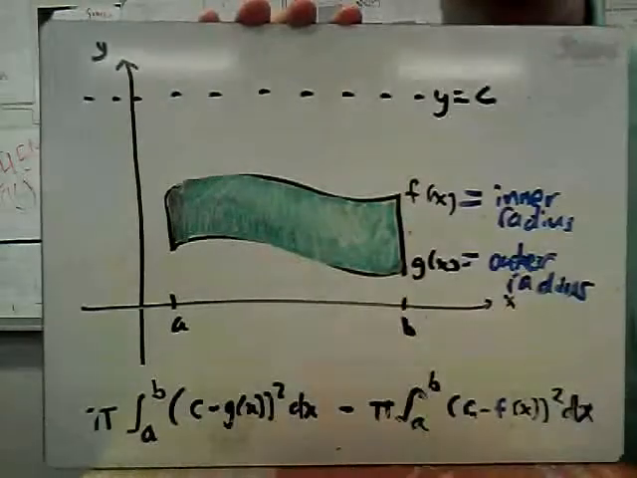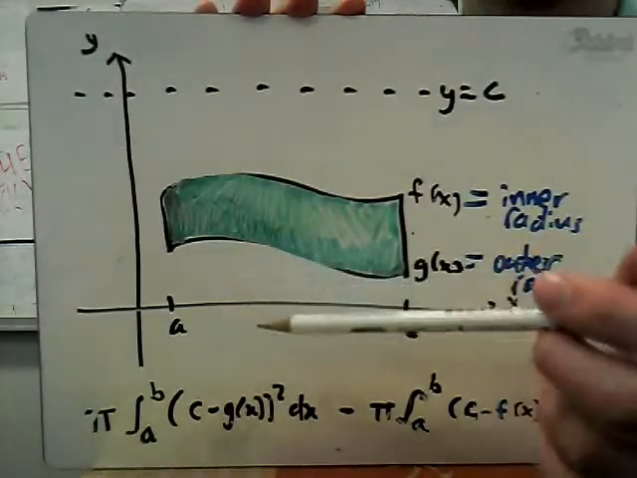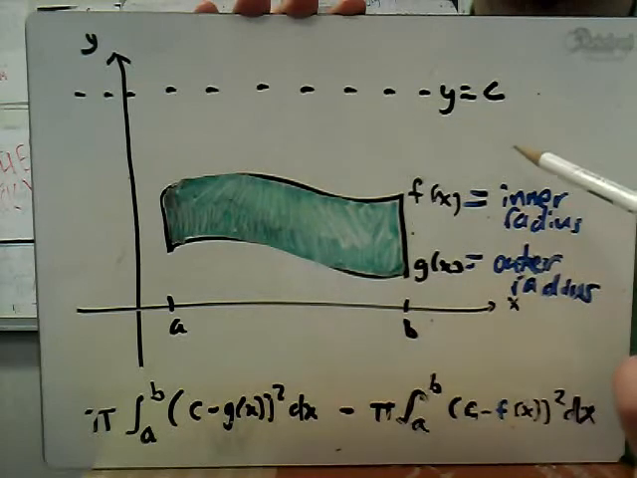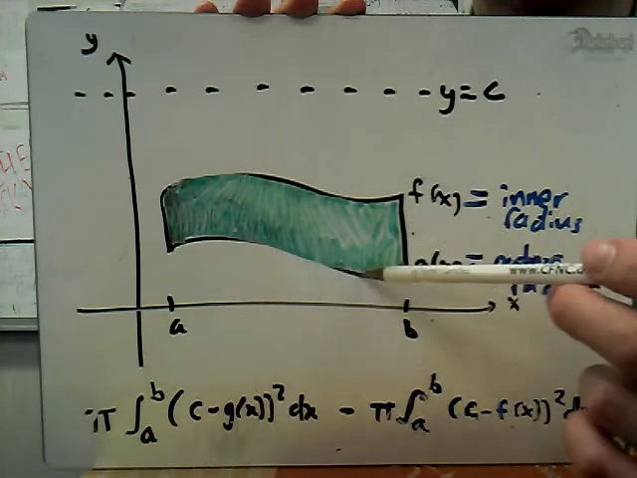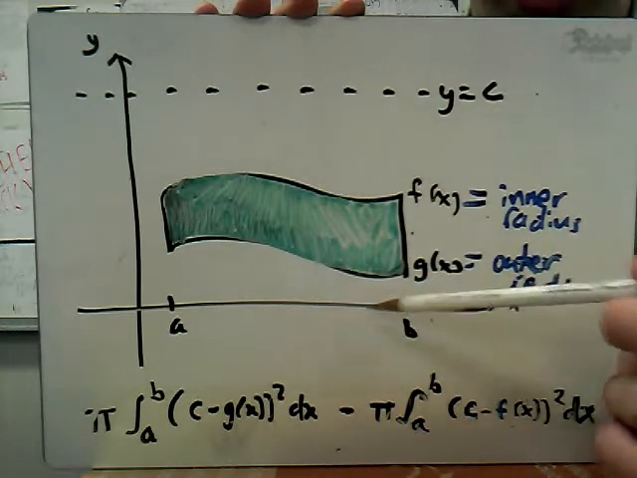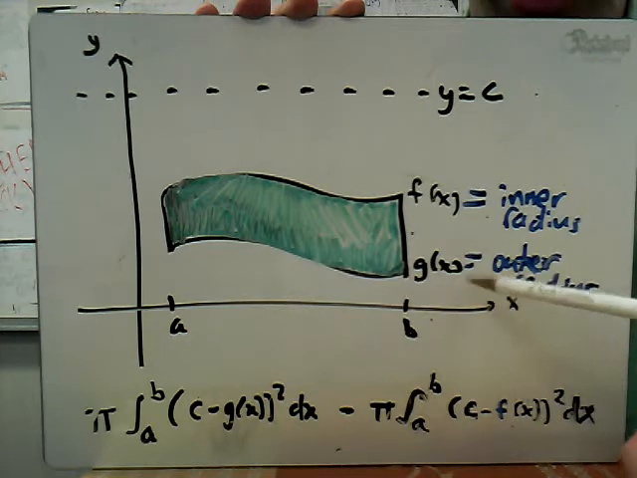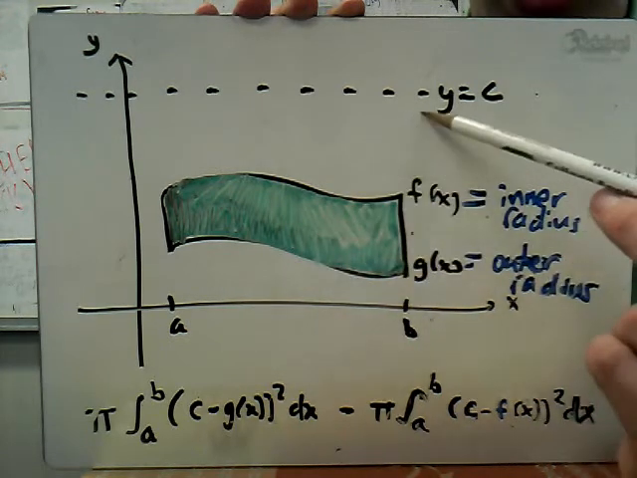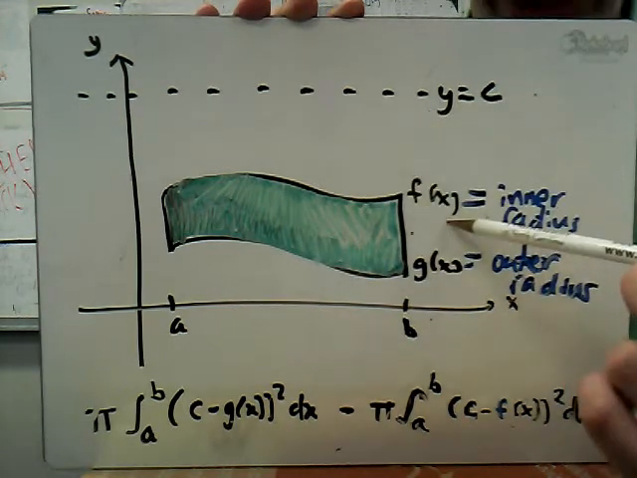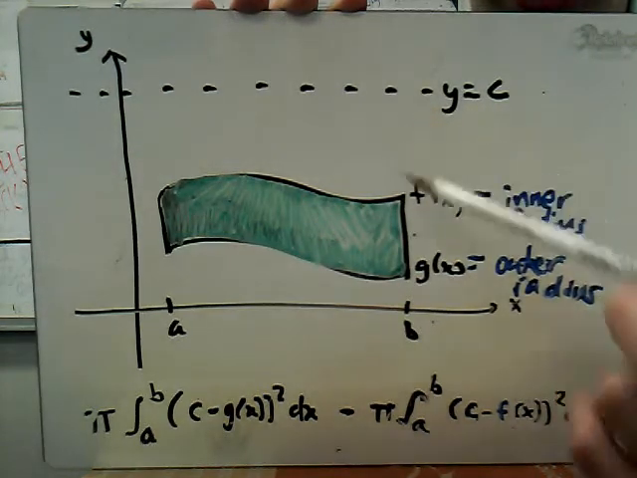If the line is above the two functions, then we have a slightly different scenario. Notice that y equals c is above the two functions f and g, and we're rotating around y equals c, so we're rotating up. In this case, g of x is the outer radius because it is farthest away from the line y equals c. F of x is the inner radius. It is closest to y equals c.